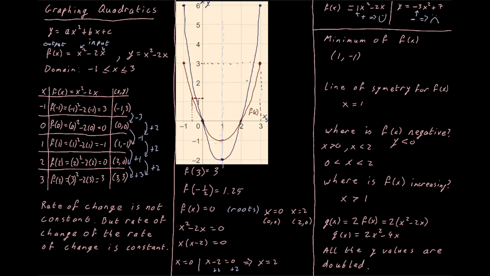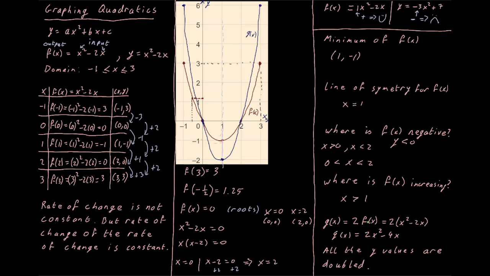Now when we draw that in, we draw g of x in with our blue curve here. What can I see about it? What's the relationship between g of x and f of x? Well, when x was 3 on f of x on my red curve, y was 3. And now when x is 3 on my blue curve, y is 6. When x was 1 on my red curve, y was minus 1. When x is 1 on my blue curve, y is minus 2.